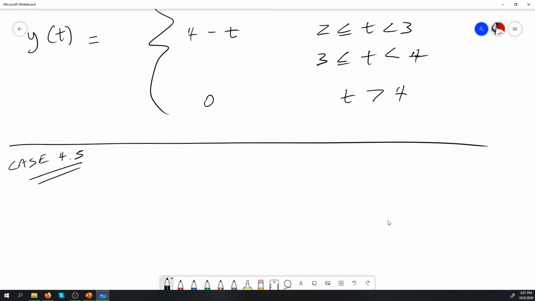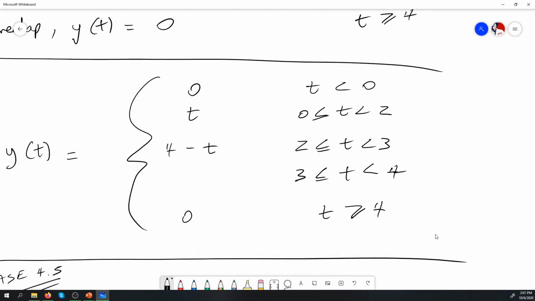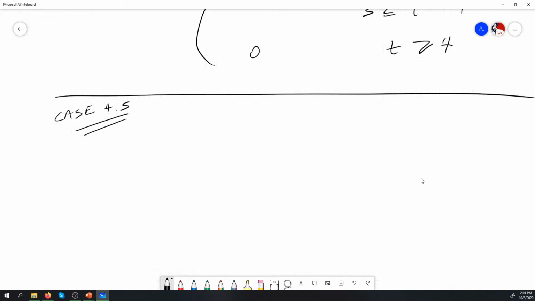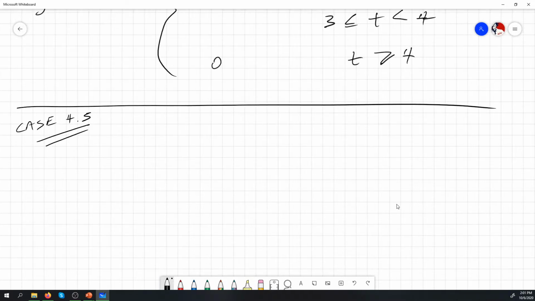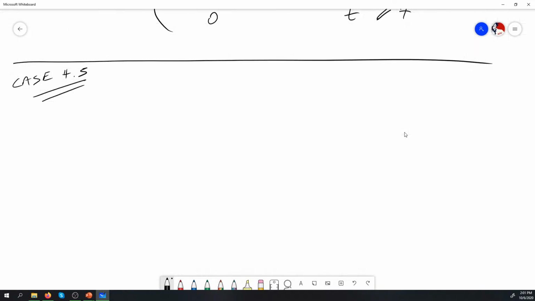No, it will not be less than or equal to 4. It will be t less than 4. For this particular case, we can say t more than or equal to 4, if you want to include the more than or equal sign. Right. So for case 4.5, where we're going to get our output time equation range here being 3 less than or equal to t less than 4, we're going to draw back our axes here accordingly.